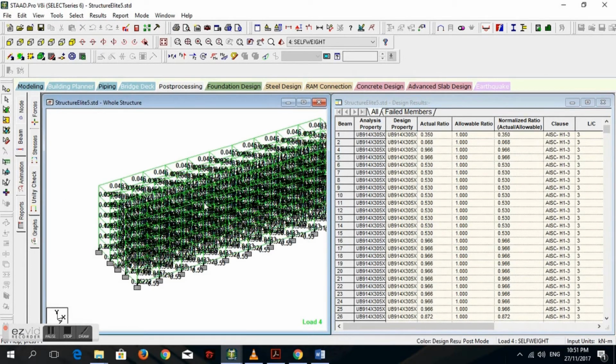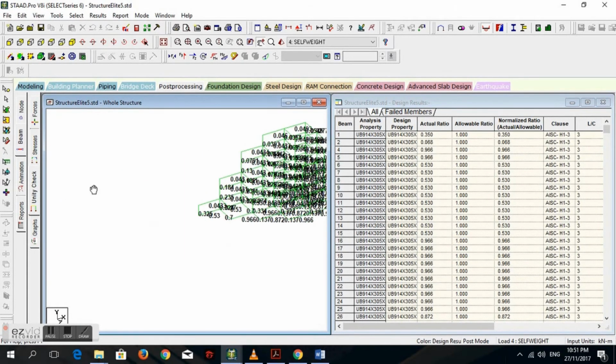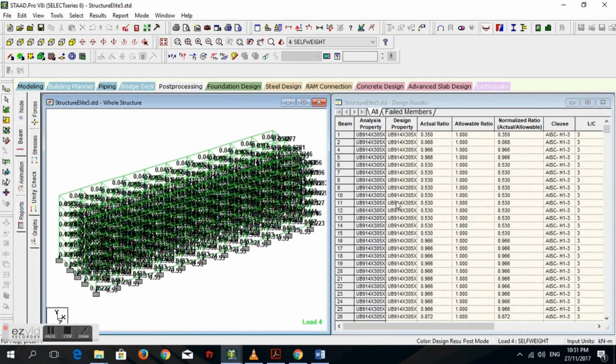Here we will see all the beams are green. Green indicates that this beam is good to go. You can use this beam, it's not failing. So let's see.